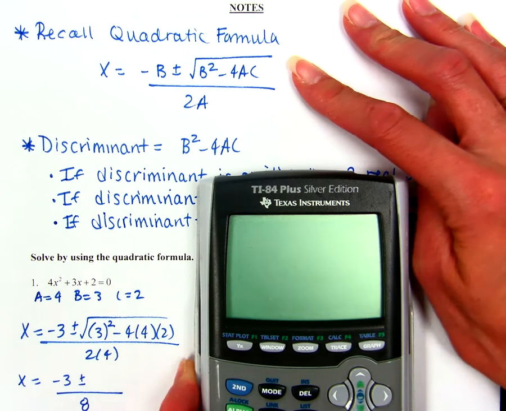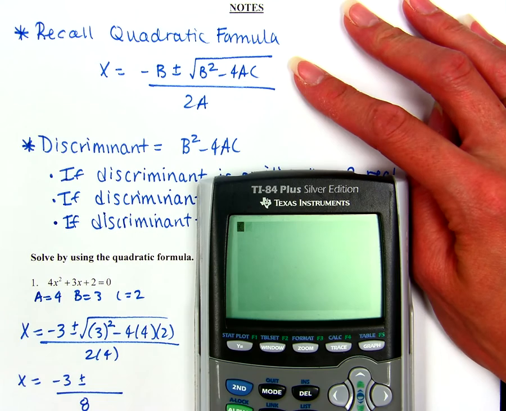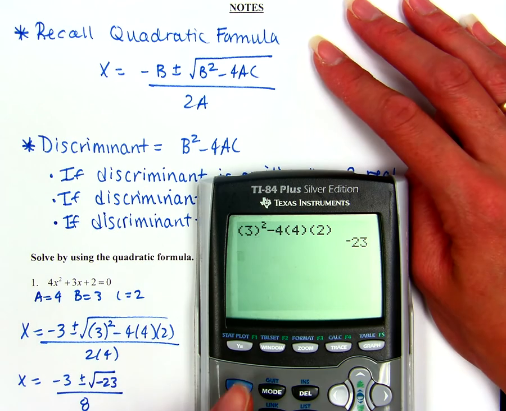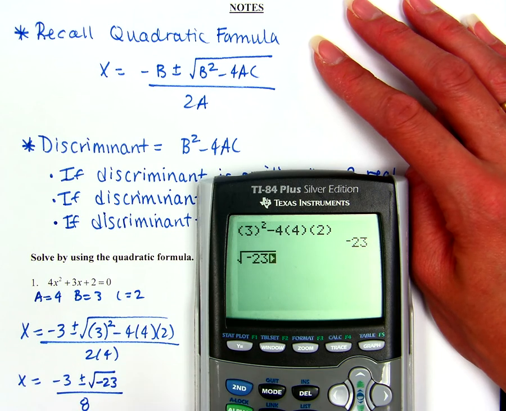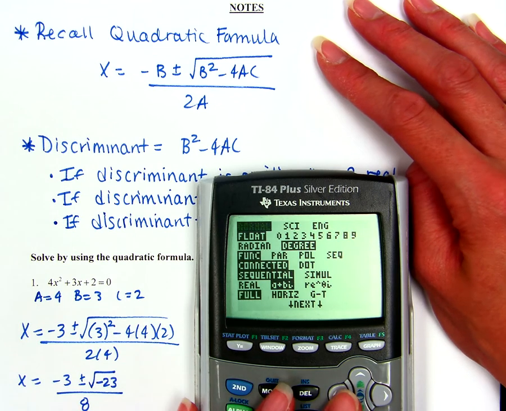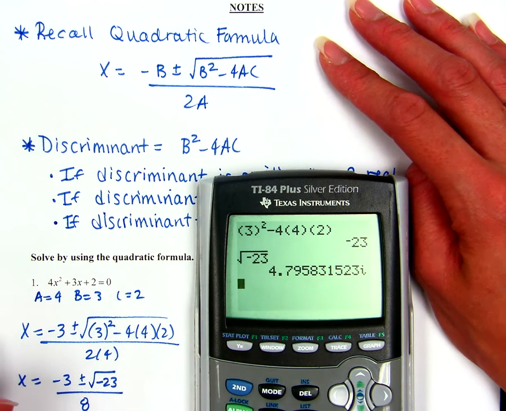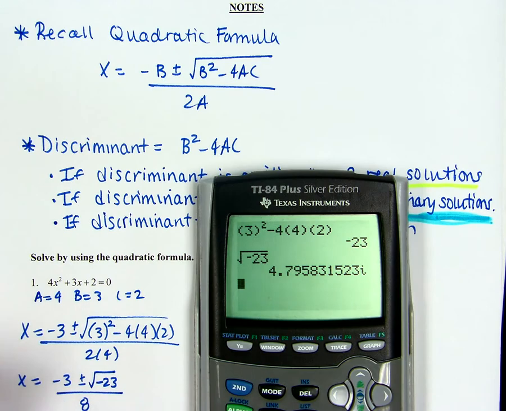So if you need to use your calculator, remember just do the discriminant without the square root. So that gives me square root of negative 23. Now you won't be able to take the square root of negative 23. You can if you are in a plus bi mode. So that gives me something that's not simplified, or it's not a whole number.